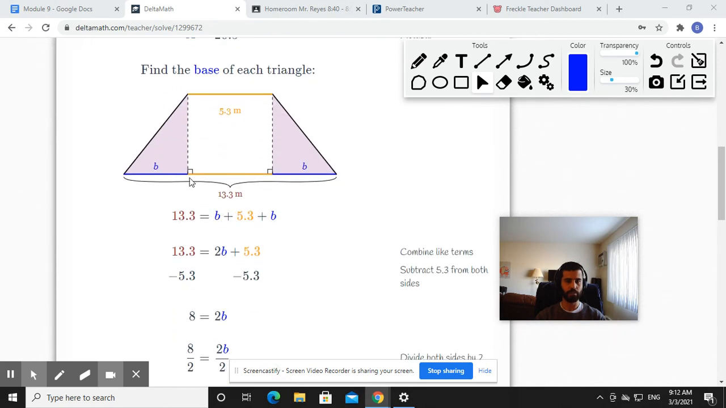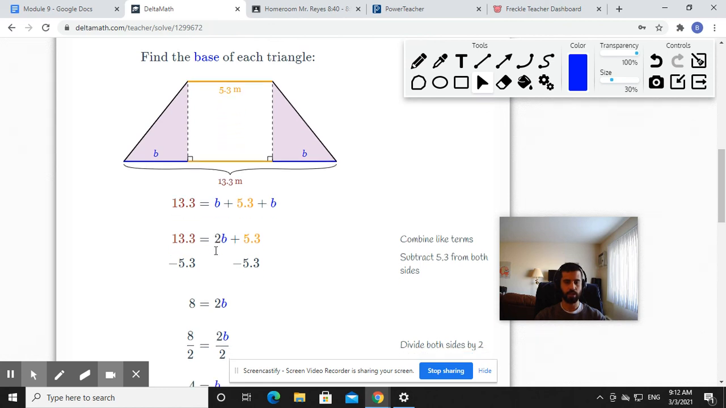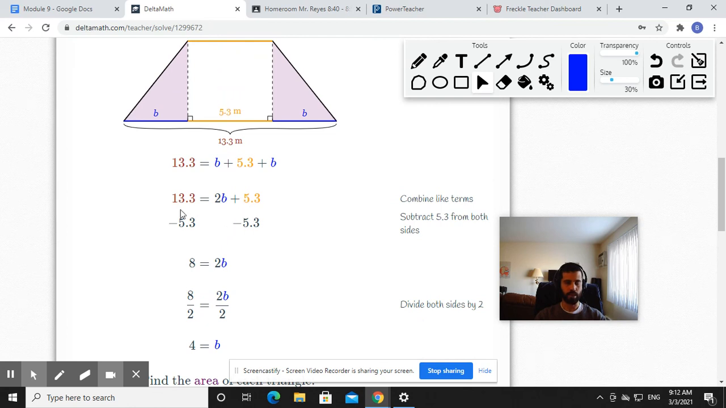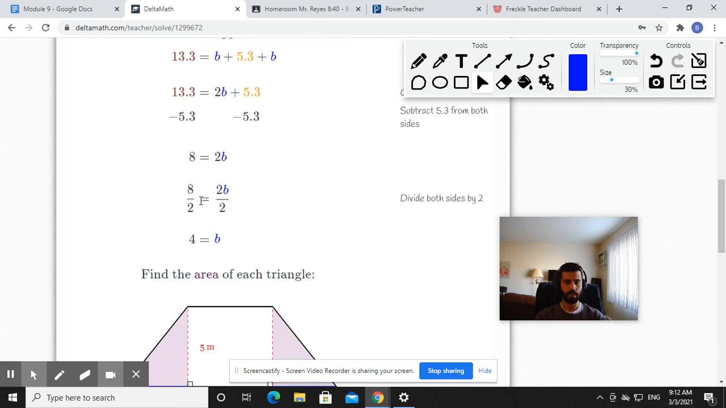Then to find the base of both triangles, they looked at, okay, this is 5.3 here, but in total it adds up to 13.3. So they needed to subtract that, and they set up an algebra equation where 13.3 is equal to this length plus this length plus this length. And then they solved it by subtracting 5.3 from both sides. They combined the two b's as like terms, and then they divided both sides. Again, this is the same process I did. They just chose to write it a little bit differently.